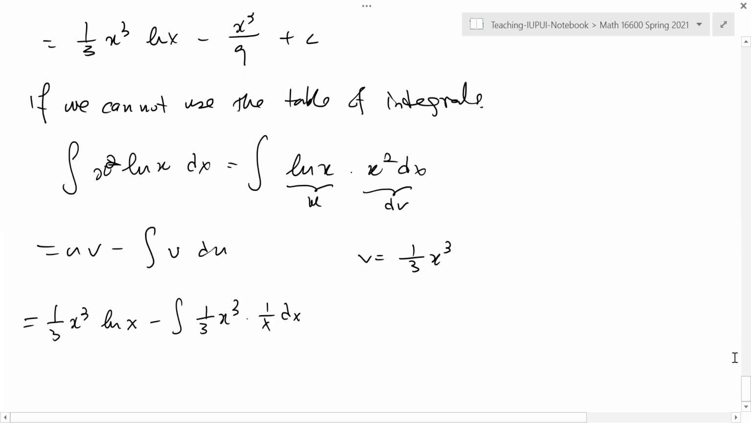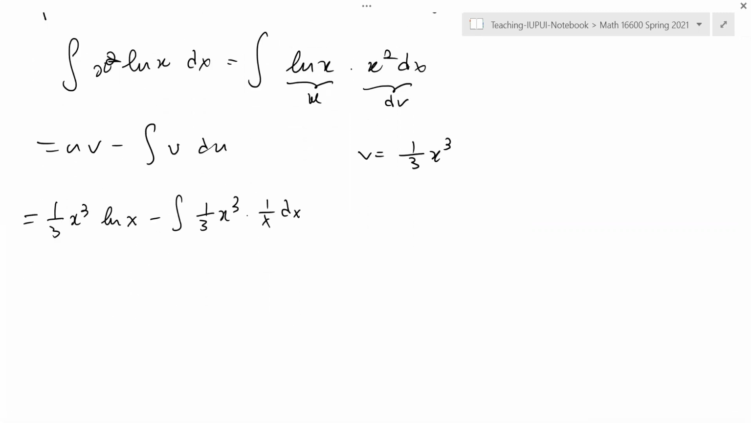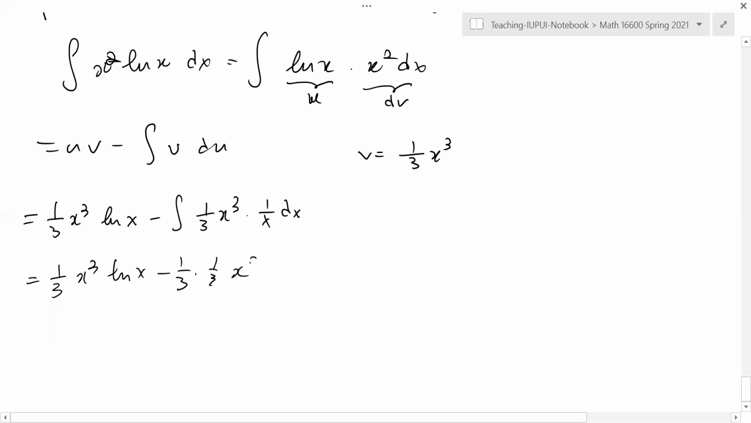Okay, let's see. So you just evaluate this integral, and then this is just x squared. So the integral of x squared is just 1/3 of x cubed, plus a constant. So without using a table of integrals, we are still able to evaluate the integral without too much trouble.